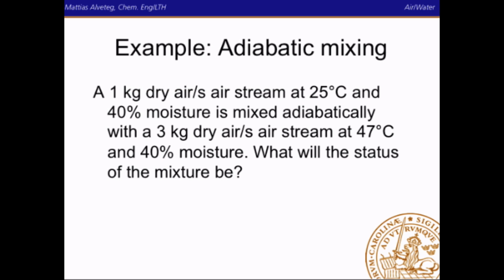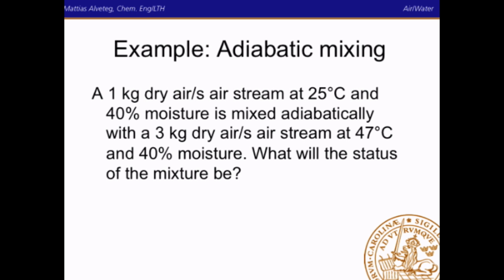Let's do an example. A 1 kilogram dry air per second airstream at 25 degrees Celsius and 40% relative moisture is mixed adiabatically with a 3 kilogram dry air per second airstream at 47 degrees Celsius and 40% moisture. What will the status of the mixture be?